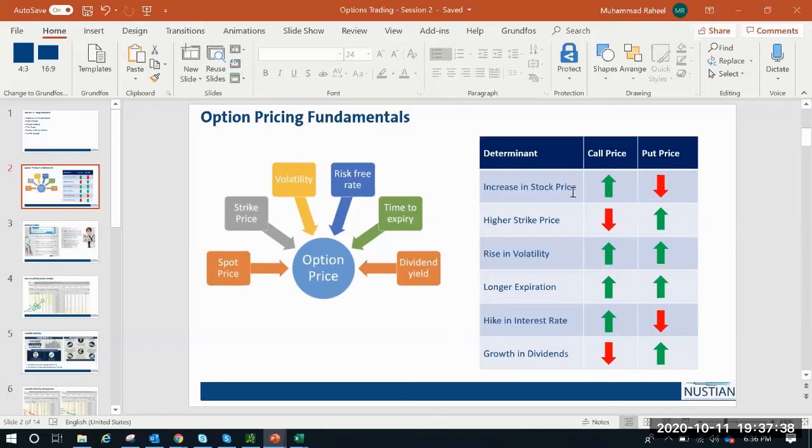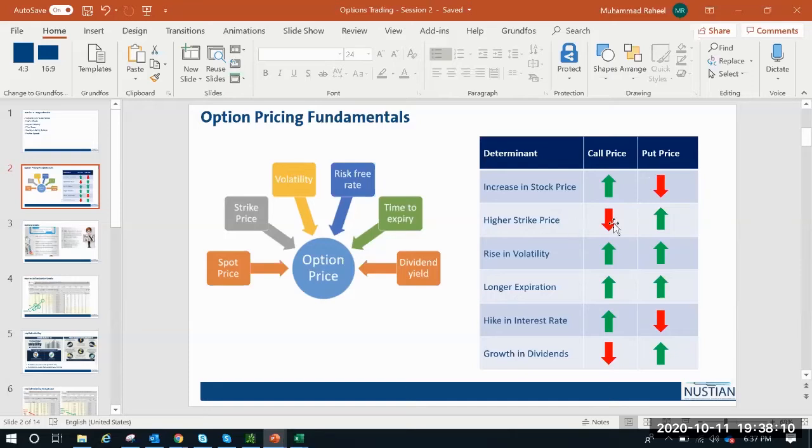So an increase in stock price obviously increases the call price. Like Lemonade, the stock price went up, and that's where I made my money. I bought it for 115, sold it for 160, made 45 quick dollars. So it went in my direction, so it helped me. If it had dropped, put prices would have gone up. So an increase in stock price hurts the put option. You know why? Because you're bearish. You wanted it to drop, but it actually went against you. That's pretty obvious from session one.